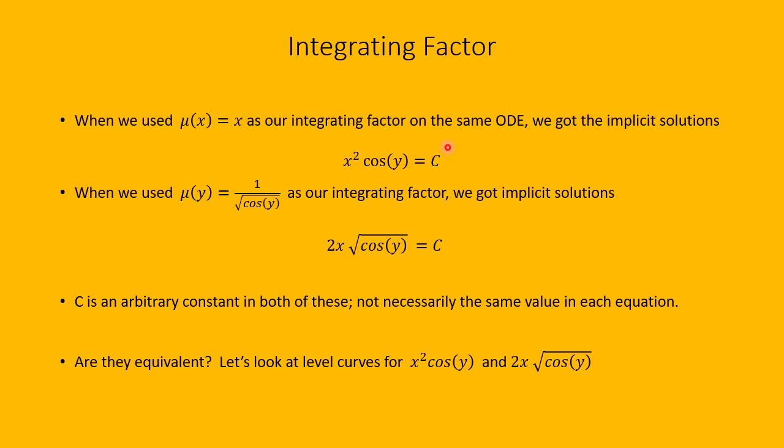By varying the constant, we can get a whole family of solutions to our exact differential equation. These two values of c are not necessarily the same to give the same curve, the same solution in both cases. C is an arbitrary constant. Okay, so we could ask ourselves, do these really generate the same family of solutions? To answer that, we would look at the level curves for x squared cosine y and also for 2x square root of cosine y.